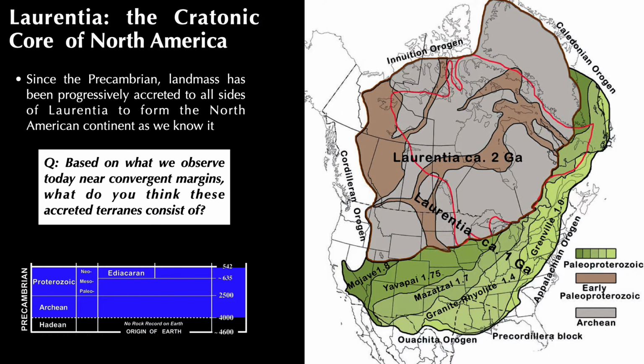And if you think about modern day tectonic plate boundaries, especially convergent or accretionary ones, you can get a pretty good idea of what these accreted sections of the North American continent probably consist of.